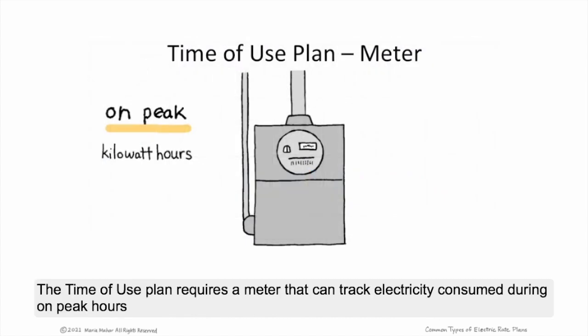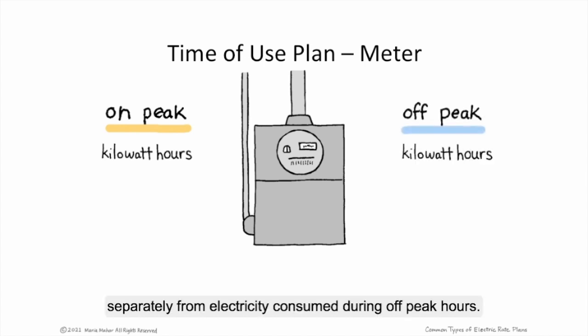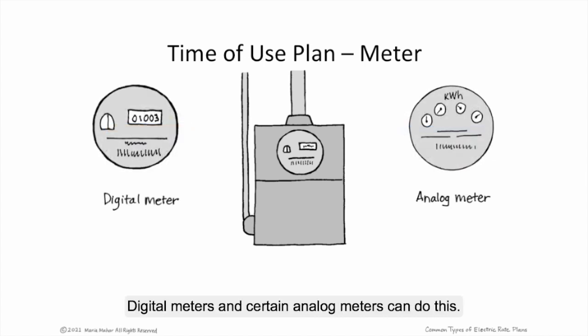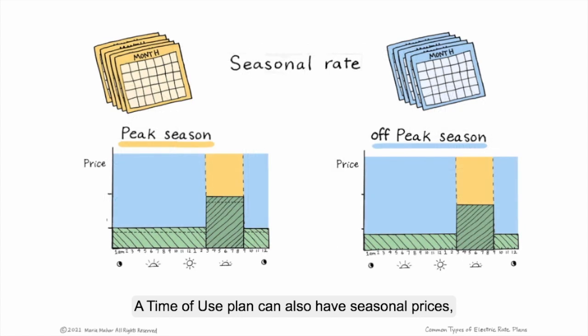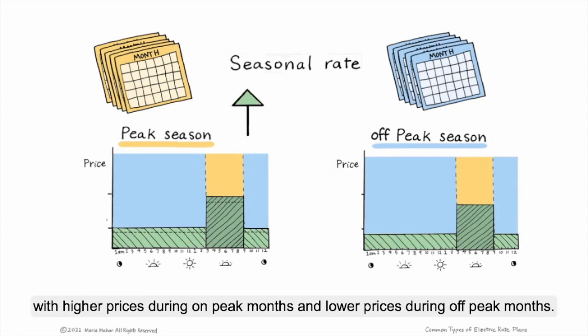The time of use plan requires a meter that can track electricity consumed during on-peak hours separately from electricity consumed during off-peak hours. Digital meters and certain analog meters can do this. A time of use plan can also have seasonal prices, with higher prices during on-peak months and lower prices during off-peak months.